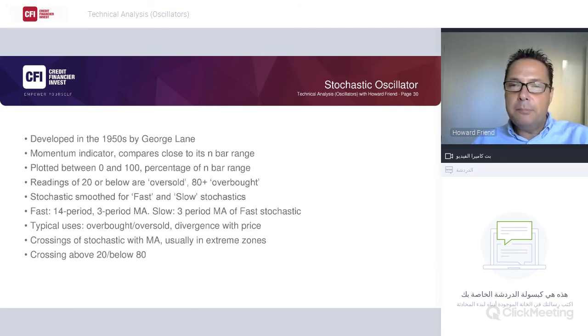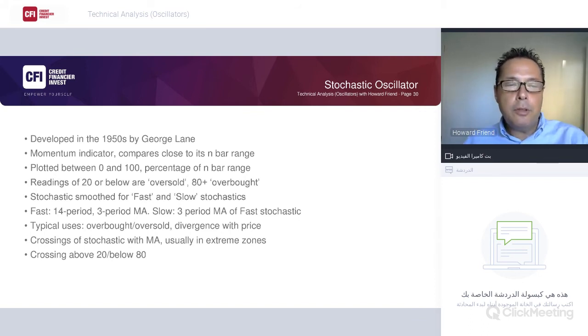So it's basically, you start off with the 14 period range, you're looking at where the price is in relation to it, and that will give you your percentage number, and then you're just deciding how many moving average occurrences do you want to do to slow the thing down.